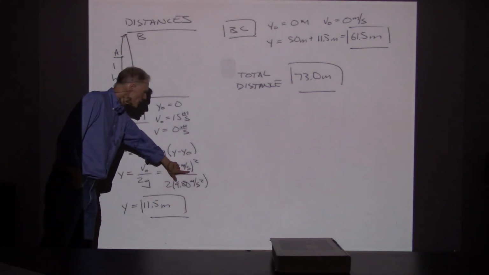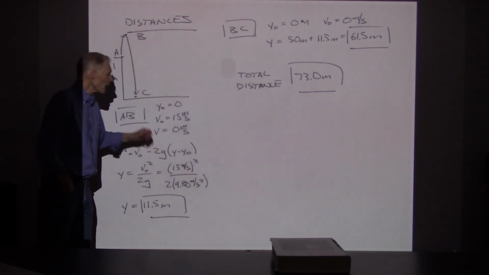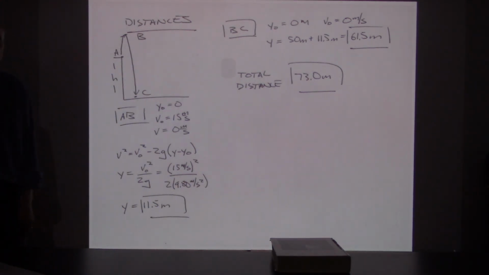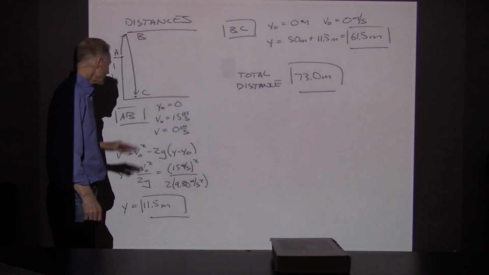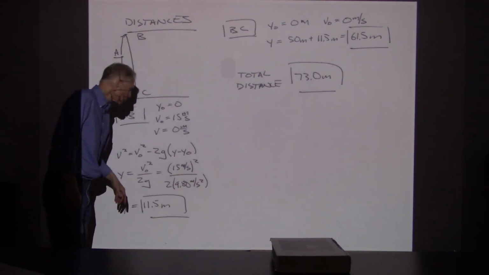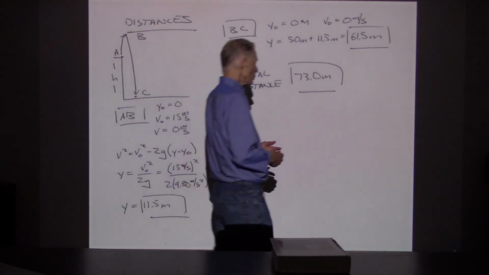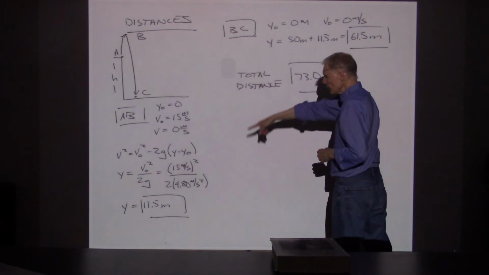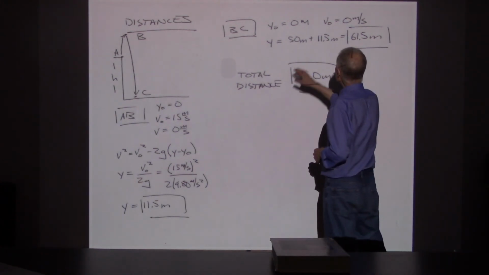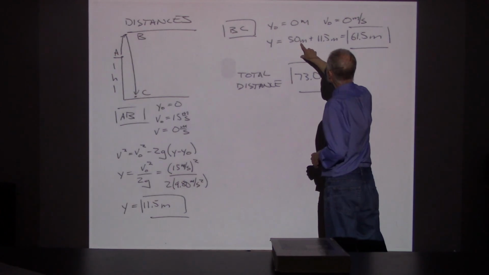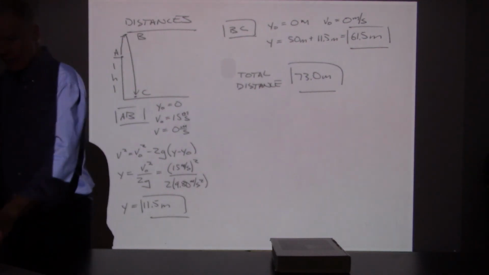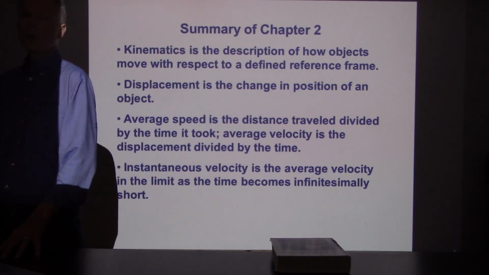Here I have two factors of seconds in the denominator of the numerator, and here I have two factors of seconds in the denominator of the denominator, and those are going to cancel. So the seconds all cancel, the units check out, and we're getting 11.5. Now we did it before, that's what we got, so we're thinking that's looking pretty good. So it went 11.5 meters up. On the way back down, it went 11.5 plus 50, so the total distance traveled is 73 meters. There we go, summary of chapter 2.